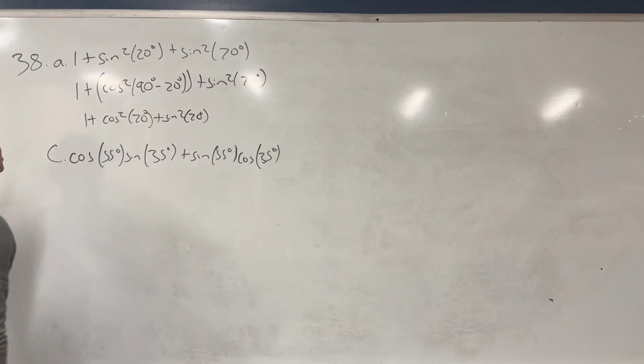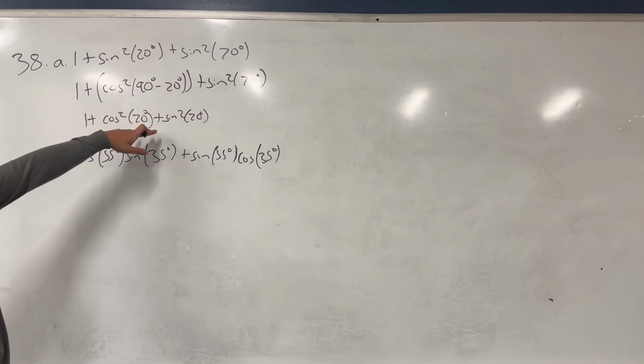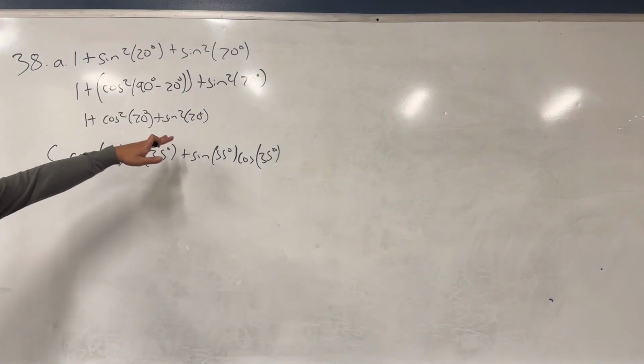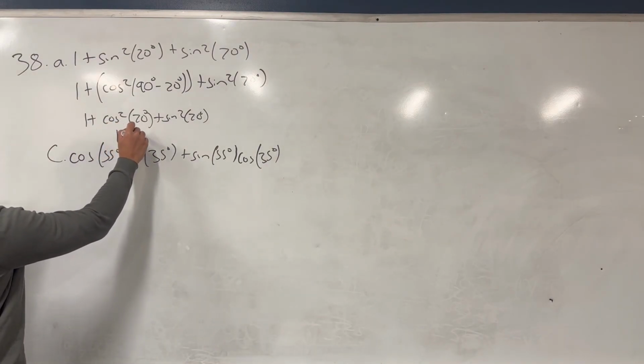Boom, right? And now it's our favorite friend. It's cosine squared of theta plus sine squared of theta. It's the same angle, right? So that just becomes 1. So it's just 1 plus 1 equals 2.